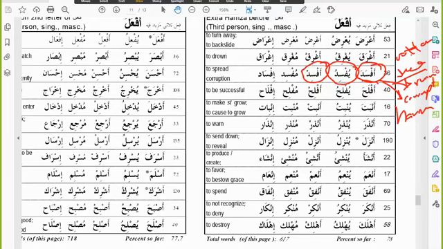Ifsad is, because there's fasad and there's ifsad, and there's a difference. So the fasad is the actual corruption, all right, the actual corruption, and the ifsad is that corruption that you're causing, or that is being caused. So the difference between ifsad and fasad is that fasad is the actual corruption, and the ifsad is that stance, that effort, that is being put in making this corruption happen. All right, and of course fasad is the opposite of salah or aslaha. Well, yeah, ifsad is the opposite of islah.